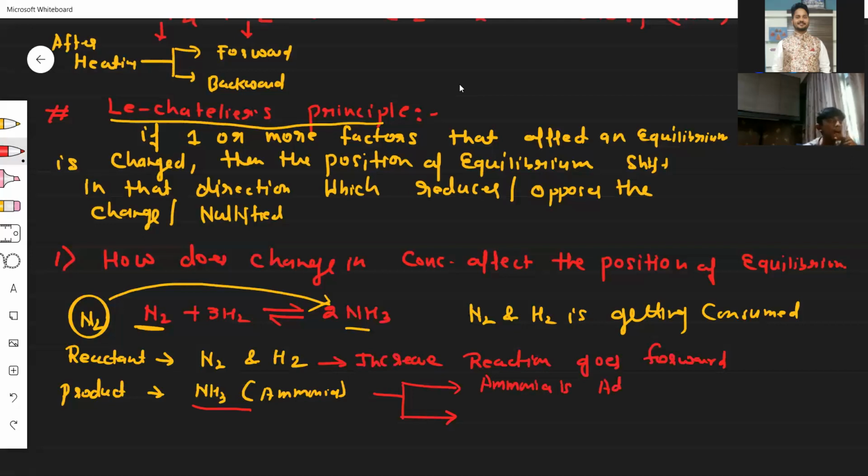If ammonia is added, is it going to go backward or forward? If ammonia is added, it goes backward. Fantastic, it's a backward reaction, because the concentration of ammonia is more here.